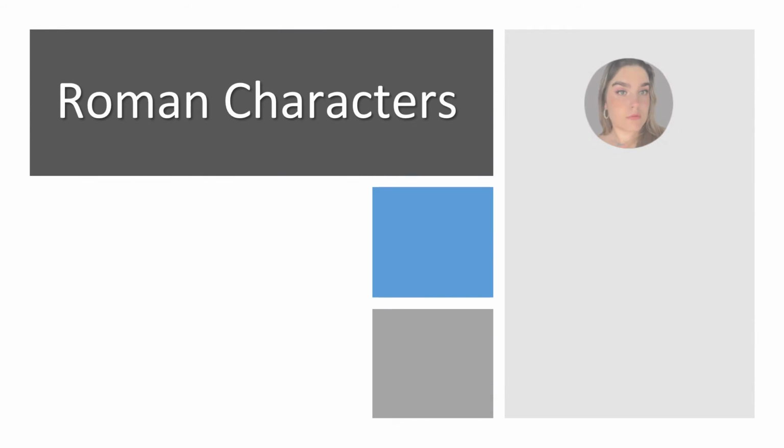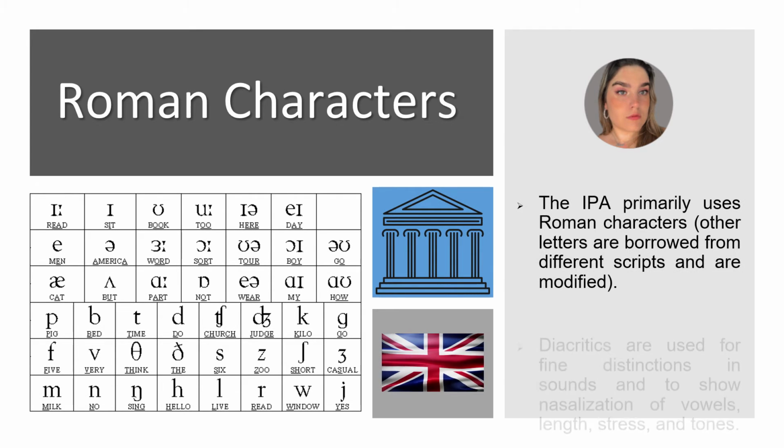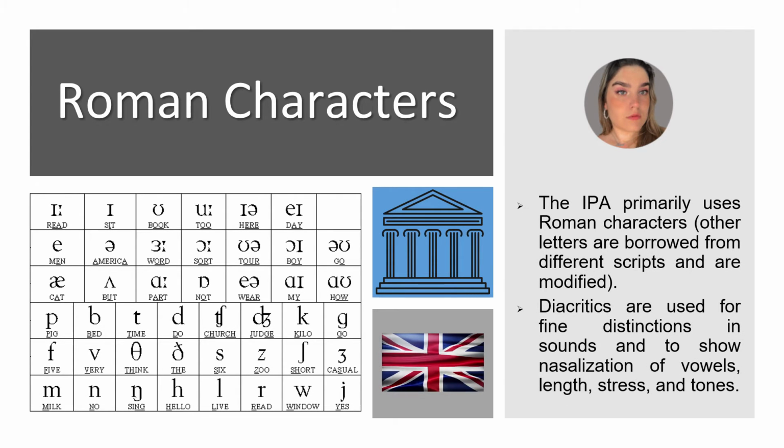The IPA primarily used Roman characters. Other letters are borrowed from different scripts and are modified. Diacritics are used for fine distinctions in sounds and to show nasalizations of vowels, lengths, stress, and tones. It did not become the universal system for phonetic transcription that its designers had intended, and it is used less commonly in America than in Europe.